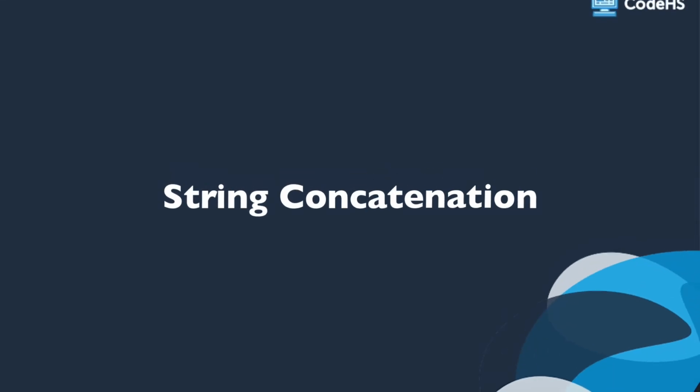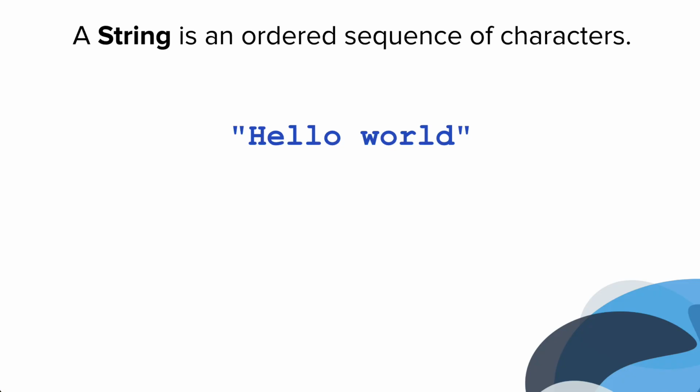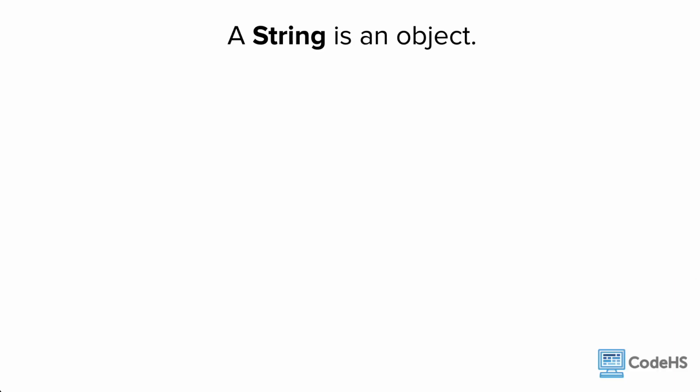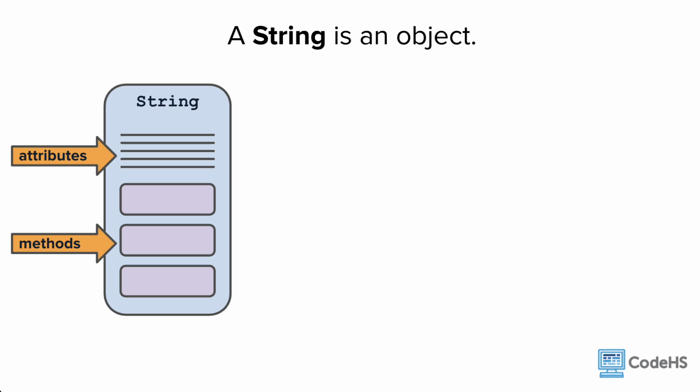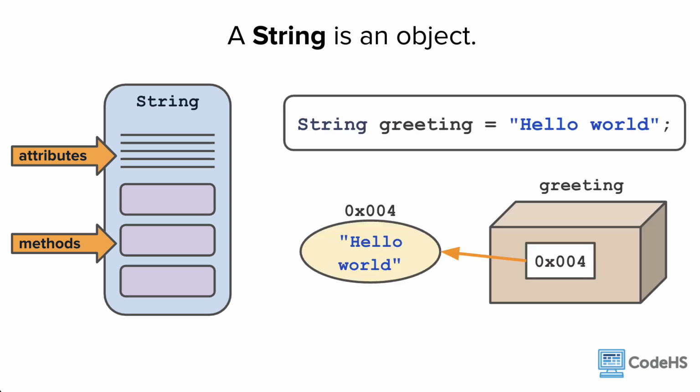Hi, let's learn about string concatenation. In this lesson, you're going to revisit the first objects that you learned to use, strings. As a reminder, a string is an object. There's a string class with its own attributes and methods. When you create a string variable, the variable stores the memory address of the string object.